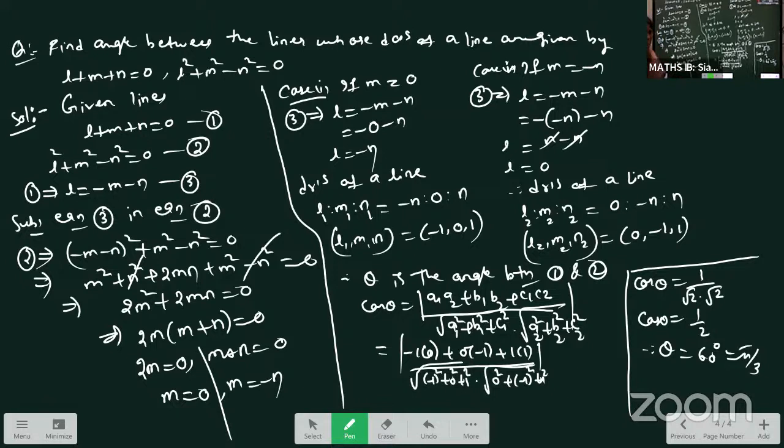So if direction cosines are asked, up to here you have to stop: l1, m1, n1 and l2, m2, n2. By dividing the terms, you will get the direction cosines. If the angle is asked, just apply the cos theta formula and substitute the values which are given. So like this you have to go.